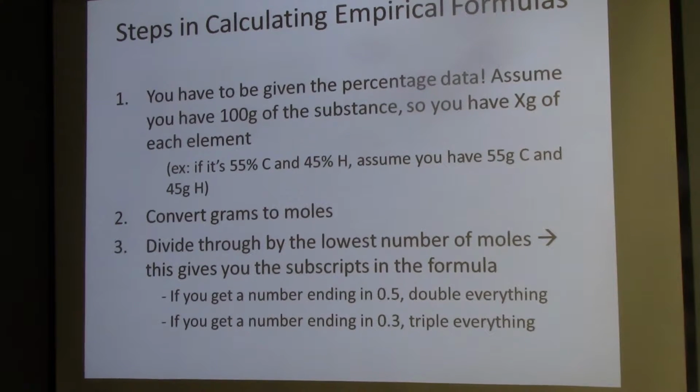And so if we've got a 100-gram sample, then we just take the percentage and place a G next to it. So for instance, if it's 55% carbon, that translates to 55 grams. And if it's 45% hydrogen, that translates to 45 grams. We're going to convert everybody from grams to moles, and then we're going to divide through by the lowest number to get the subscripts. Now if you get a number that ends in 0.5, double everything, and if you get a number ending in 0.3, triple everything.